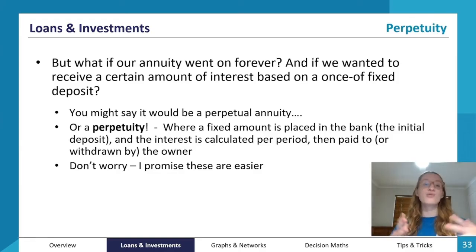But our next question: what if our annuity went on forever, and we wanted to receive a certain amount of interest based on a once-off fixed deposit? Have you ever thought about, for example, what if I won the lotto and just put the money in an awesome bank account and lived off the interest? Have you ever thought about that? I definitely have. I think that would be awesome.